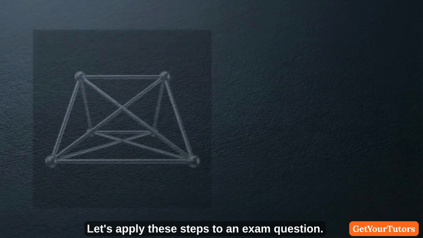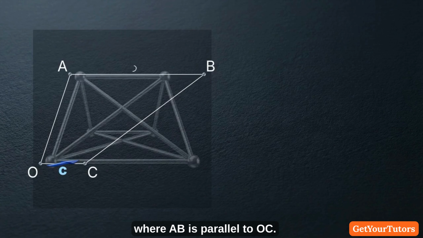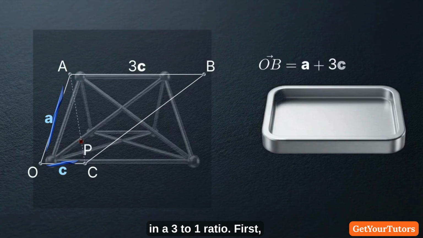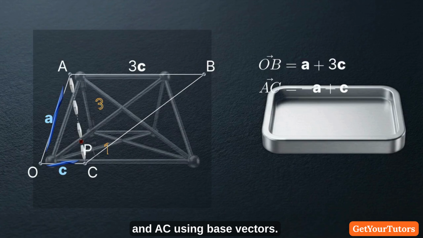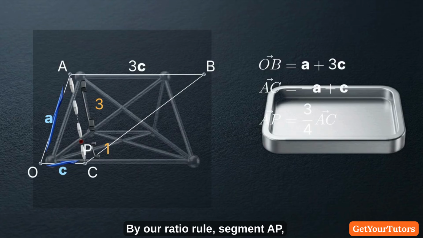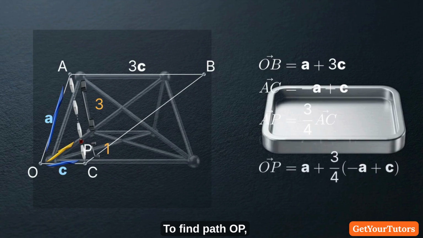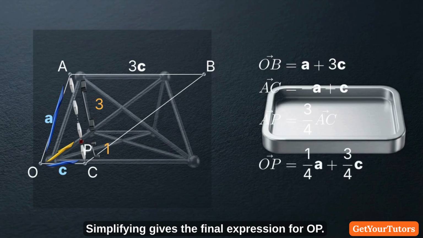Let's apply these steps to an exam question. We have a trapezium OABC, where AB is parallel to OC. Point P divides the diagonal AC in a 3-to-1 ratio. First, find expressions for foundational paths OB and AC using base vectors. By our ratio rule, segment AP is 3/4 of vector AC. To find path OP, we travel from O to A, adding our fraction of AC. Simplifying gives the final expression for OP.